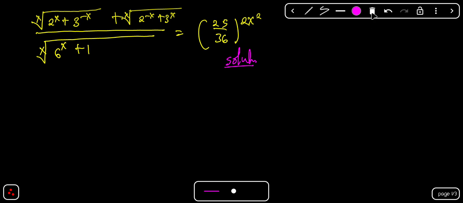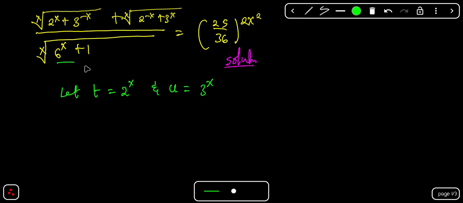Solution. How are we going to solve this equation? This is what I'm going to do. I'm going to make a substitution to make this problem easier for us to solve. Here's the substitution: I'm going to let t be equal to 2 raised to the power of x, and let u be equal to 3 raised to the power of x. Now let's simplify this left hand side.